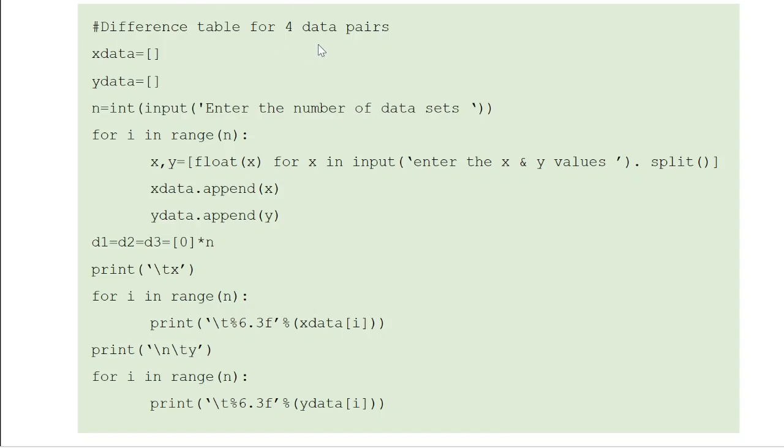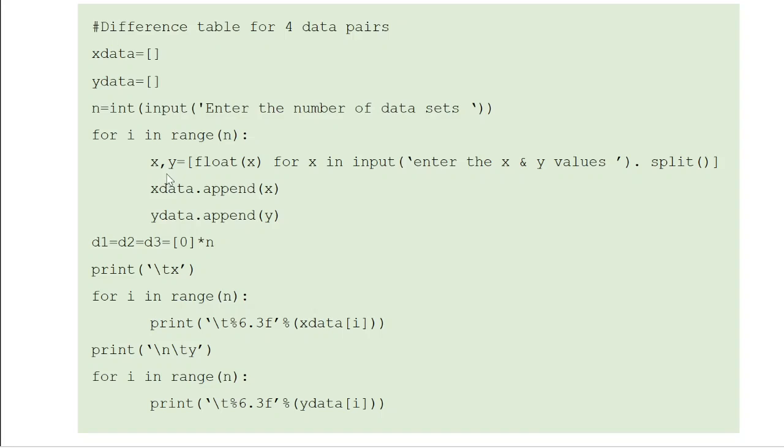So I have 4 data pairs. So I'm going to define the list first itself. The x values I'm going to call x data, y values I'm going to call y data, and I'm going to initialize it as an empty list. Okay. Now I want to input the number of data pairs. In this case, I already know the number of data pairs, but for the sake of generality, I am going to call it n equal to int input, enter the number of data sets. Okay, so the user is going to input the value 4 here.